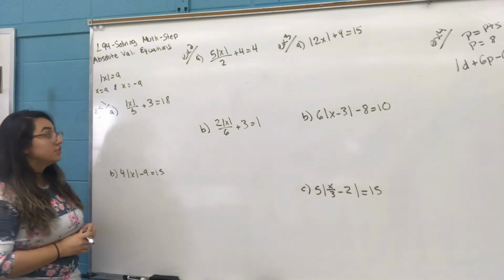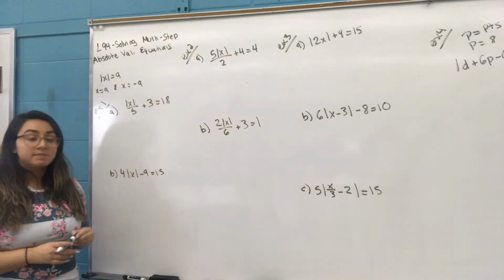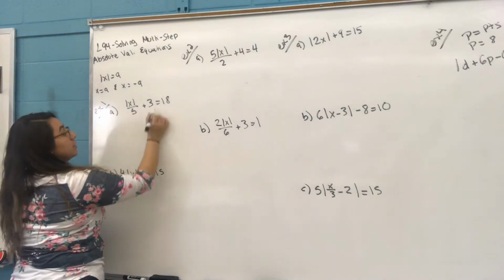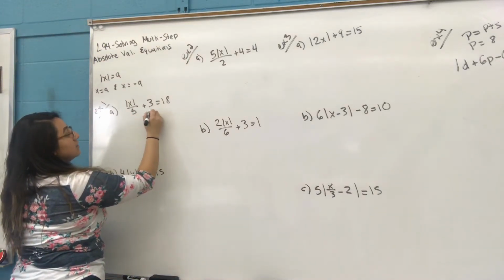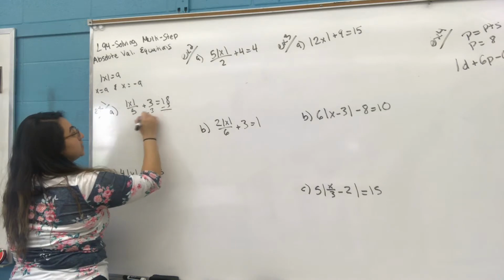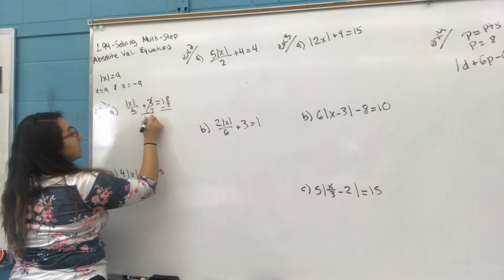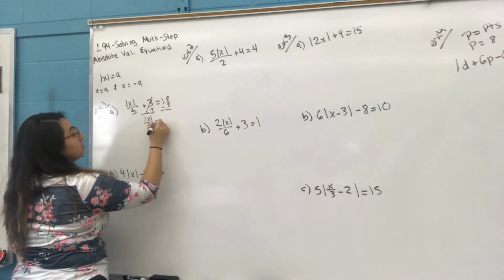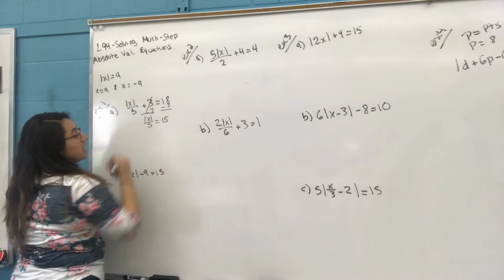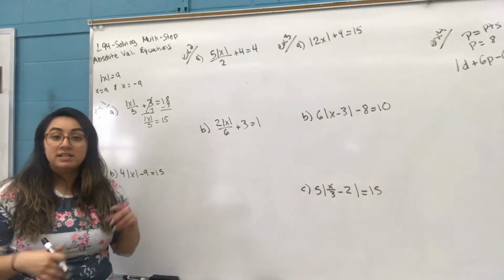Example 1, we have the absolute value of x over 5 plus 3 is equal to 18. Just like before, we always get the x by itself. Before we do anything, we want to get rid of the 3 here. We subtract both sides by 3. So now we have the absolute value of x over 5 is equal to 15. Always make sure you multiply or divide near the end.